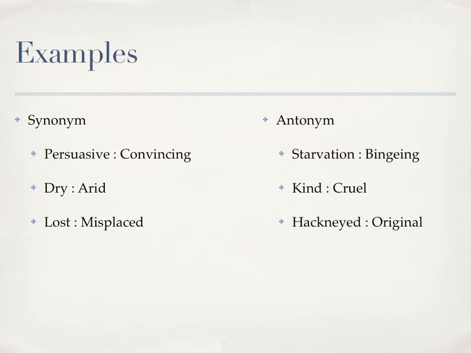You will just have to be aware of what the relationship is asking for. To get a better idea of what each analogy type looks like, let's take a look at some examples. First, there's synonyms, such as persuasive is to convincing, dry is to arid, lost is to misplaced. Antonyms, for instance, starvation is to binging. Those are complete opposites. Kind is to cruel, very opposite. And hackneyed is to original, very different.